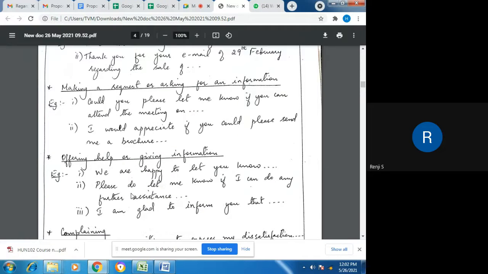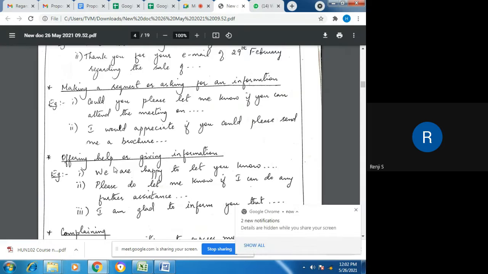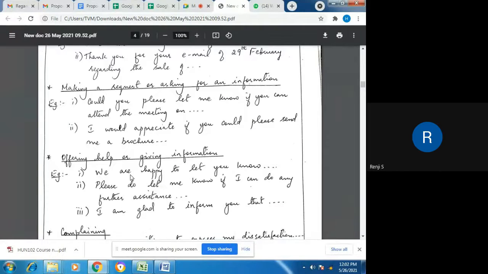Then making a request or asking for information. When you're going to request something or ask for some information, you can start like this: Could you please let me know if you can attend the meeting? So if you're requesting somebody to attend a meeting, you can start the sentence like this. Could you please? It is a very good sentence which keeps up your mannerism. So, could you please let me know if you can attend the meeting, etc.